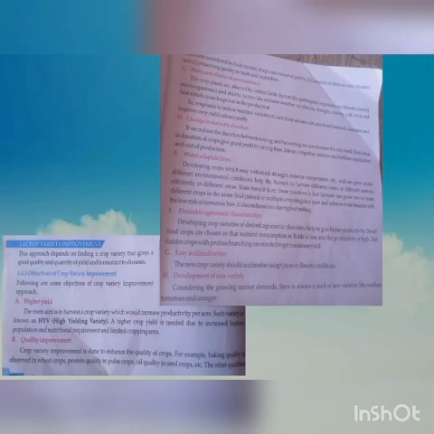Next step is the quality improvement. The crop variety improvement is done to enhance the quality of crops. For example, baking quality is observed in wheat crops, protein quality in pulse crops, oil quality in seed crops, etc. The other qualities which are considered include size, shape and color of grains, presence of minerals and vitamins, and preserving quality of fruits and vegetables.